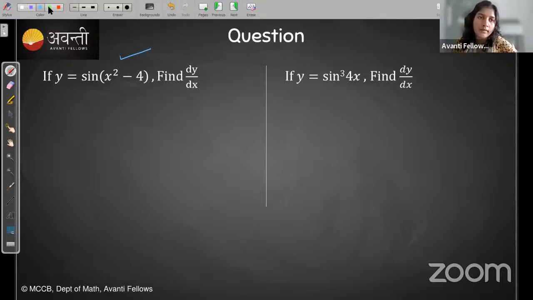Two functions are involved in this, right? Which are the two functions involved? One is sine x, another is x squared minus 4. So it's a combination of these two functions. If I write it in the form of f of g of x, it will be sine of x squared minus 4. So this will be f of x, and this will be g of x. Correct? It's a composite function. How do you differentiate it?